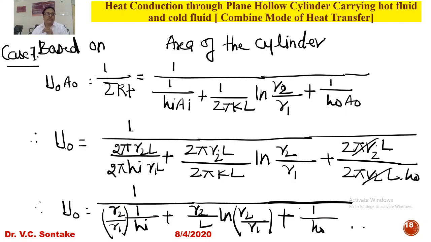Similarly, I can find out the overall heat transfer coefficient based upon the outer area of the cylinder. So under such condition, Uo into Ao will be equal to 1 upon summation of RT. This is the total thermal resistance. If I multiply this outer area with this expression, it will become 2 pi R2 L over 2 pi hi into R1 L.